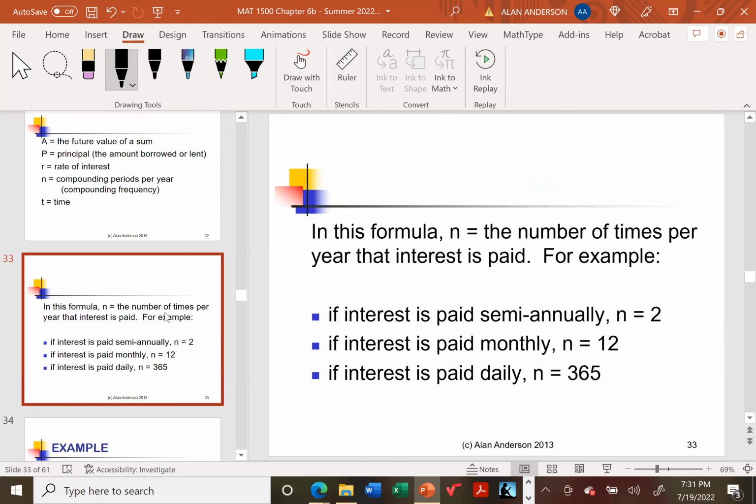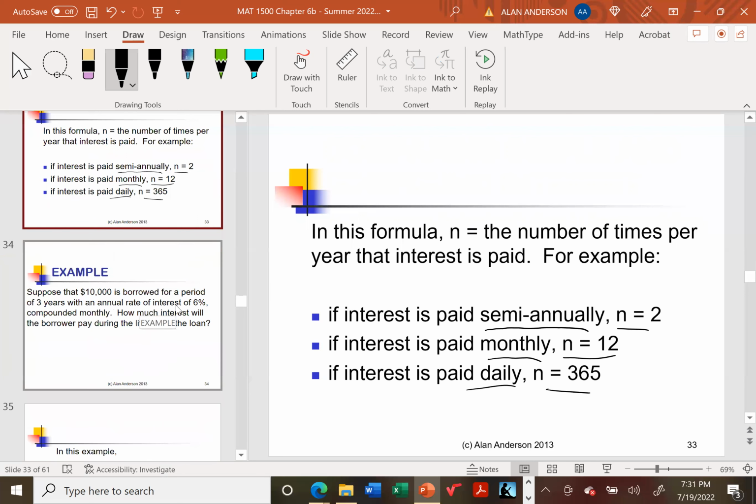And so N, by the way, can take on a lot of different possible values. If the interest is paid twice a year or semi-annually, N would be 2. For monthly interest, 12. And then finally for daily interest, 365. You wouldn't normally see, I mean, you might see quarterly.